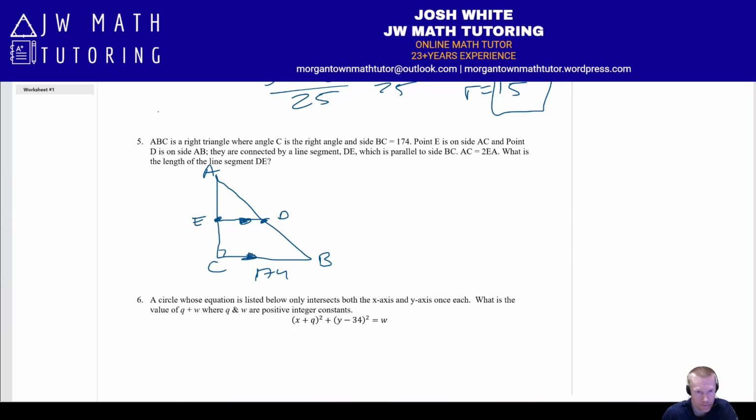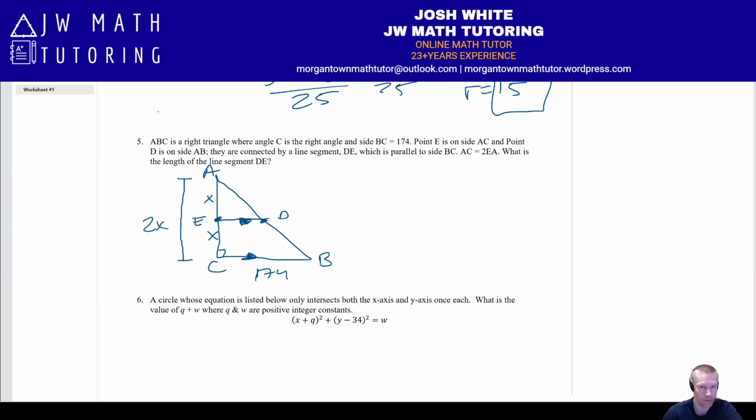Okay? We also know AC equals 2EA. So what that means is, if this is x, then this whole thing here is double that, or 2x. So what that also means is that EC is technically equal to EA. In other words, these are both the same. So what you end up with here is a situation with similar triangles.